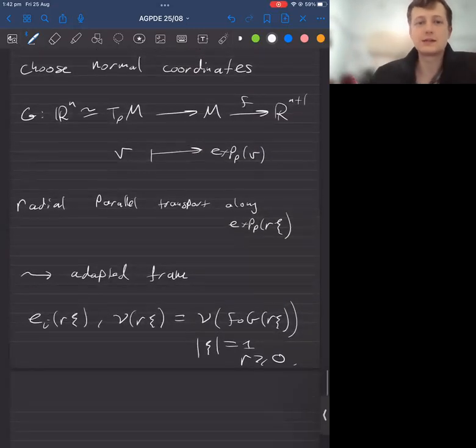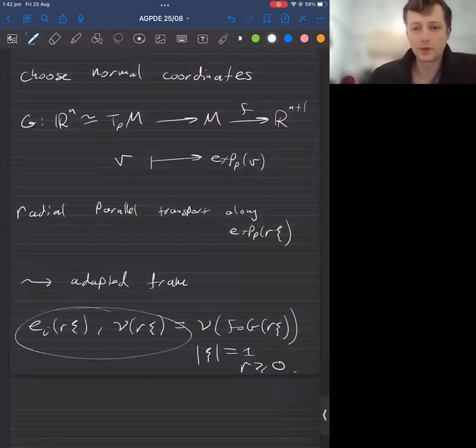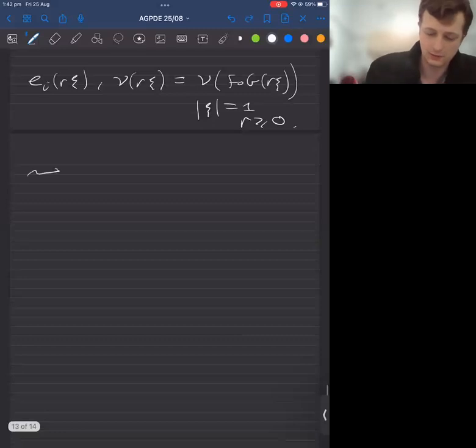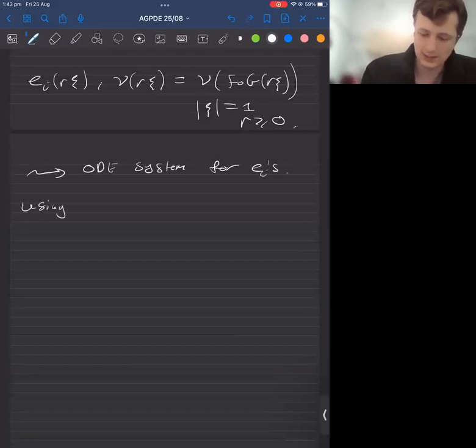Because these are parallel along these geodesics, this leads to an ODE system for the E_i's. So what is this? You use the fact that these are parallel.